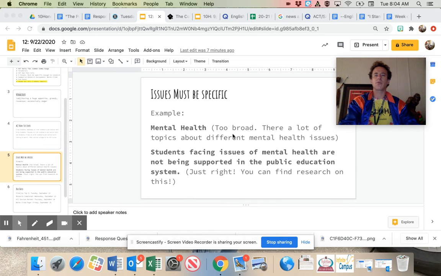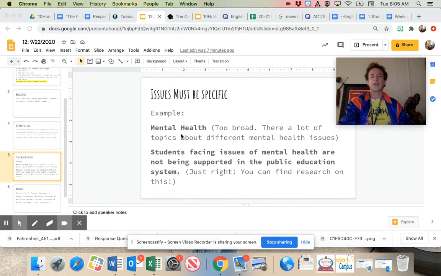There are so many issues surrounding mental health, and stakeholders or individuals involved or suffering from mental health or affected by mental health, like children of family members living with mental health. So that could be a topic: children who are raised by families suffering from mental health. How could we support those children better? But mental health itself is too broad. There are a lot of topics about different mental health issues. For example, students facing issues of mental health are not being supported in the public education system. That's very specific. You can find research on that particular topic.